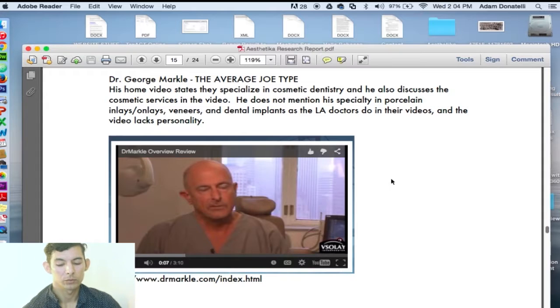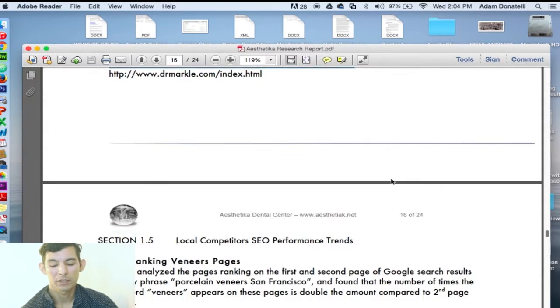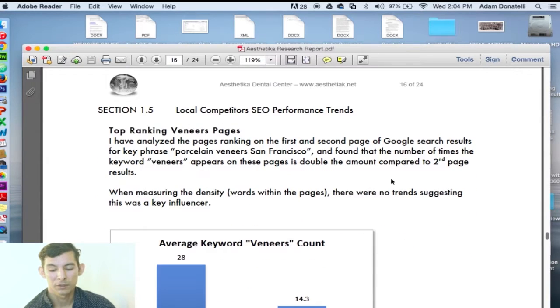So in the San Francisco market, there's huge opportunity for the Aesthetica Dental Center to brand herself better than her competitors are, and position herself as the doctor to go to in San Francisco for implants and veneers, and really emphasize that because the competitors aren't doing it.